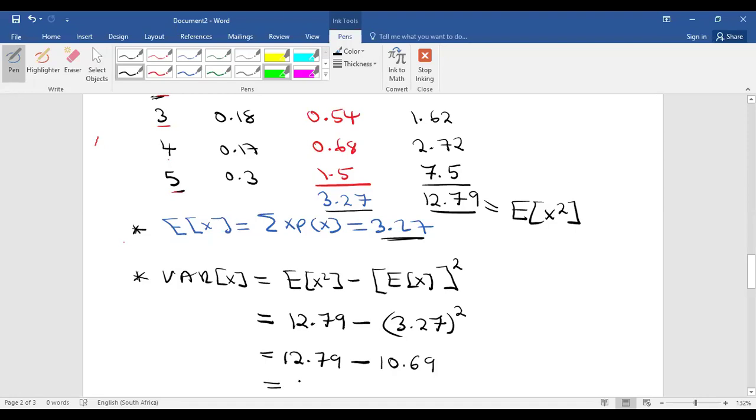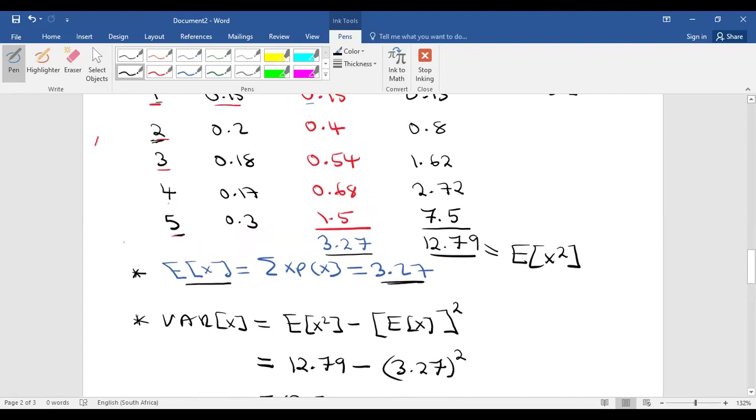2.09. Not 2.10? Yes, 2.1. So the variance of x is 2.10. That's the variance of x. So we've computed the variance of x and the expected value of x. That's how you compute the variance of x and the expected value of x from the given information.